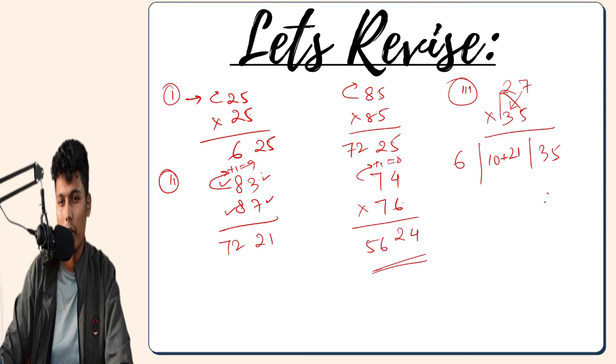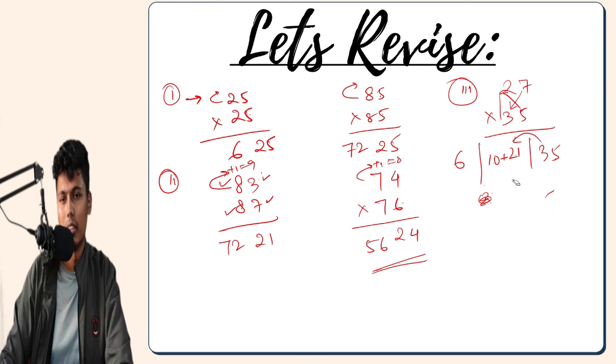So 35, 5 write down here. 10 plus 21 is 31. From here coming 3, it is 34. So 4 will go here, and 6 plus 3 is 9. So 945. Okay, this is the answer.